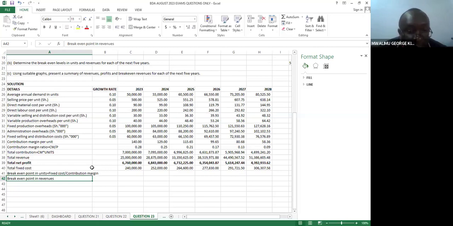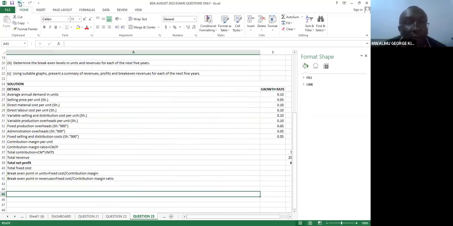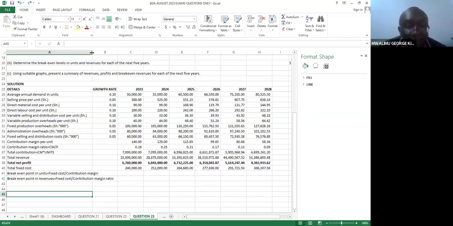And while I'm on that, I can also give this one equals to fixed costs divided by contribution margin ratio. Can expand. I want this one expanded a little like this.